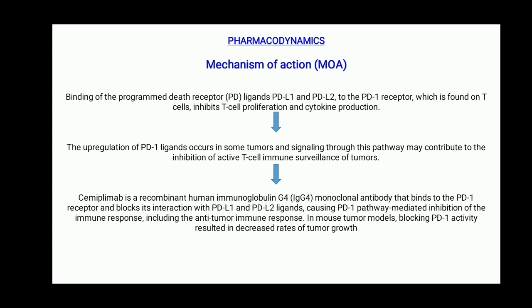Cemiplimab is a recombinant human immunoglobulin G4, that is IgG4 monoclonal antibody, that binds to the PD-1 receptor and blocks its interaction with PD-L1 and PD-L2 ligands, causing PD-1 pathway mediated inhibition of the immune response, including the anti-tumor immune response. In mouse tumor models, blocking PD-1 activity resulted in a decreased rate of tumor growth.